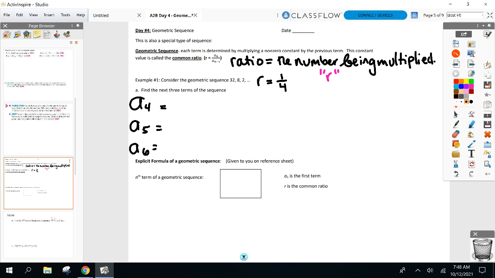I don't need to call on anybody for this. What was the 4th term? 1/2. 5th term? 1/8. And how about the 6th term? 1/32. Yep. Can we get there?